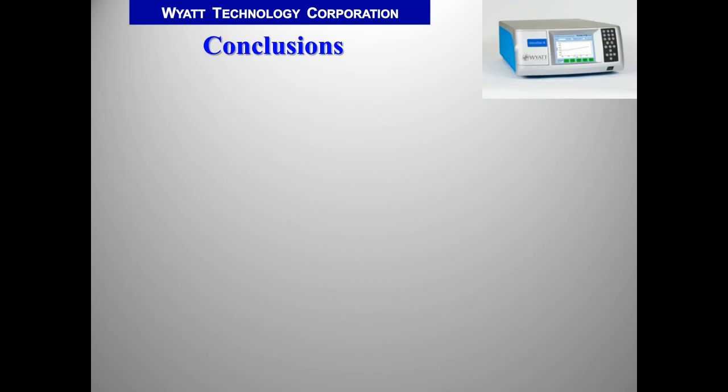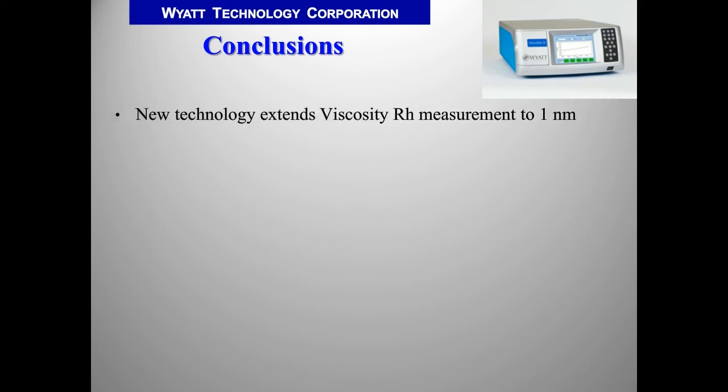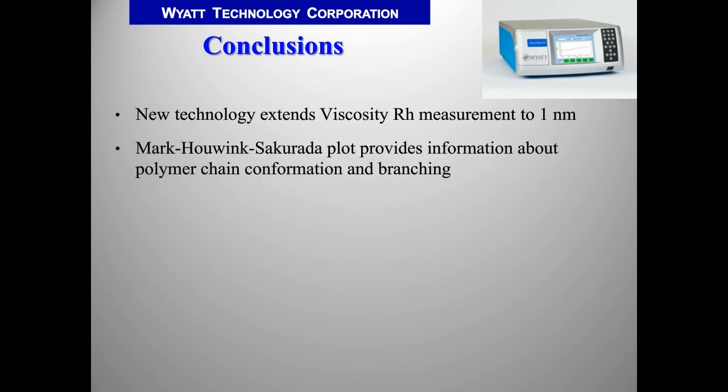Well, thank you, Stepan, for a nice exposition of some of the things you can do with viscometry. So what we've tried to tell you today is that improvements in measurement, people have done viscometry for quite some time, but we've made substantial strides in improving the sensitivity and the accuracy of the results. And it really allows you to push the application down to measuring hydrodynamic radius by viscometry down to 1 nanometer or even below. Of course, the Mark-Houwink-Sakurada plot provides a tremendous amount of information about polymer chain conformation and branching.